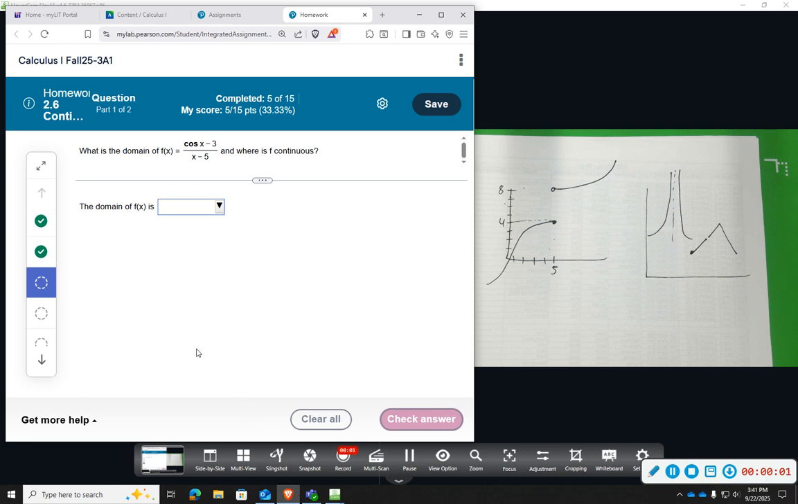All right, question number 6. We want to know what is the domain of f of x and where is f continuous. So given this function, what makes the denominator 0 is a 5. So if we were to plug in 5, we would get 0, which would make this not continuous. So the domain would be all of x except for 5. So we cannot use 5.